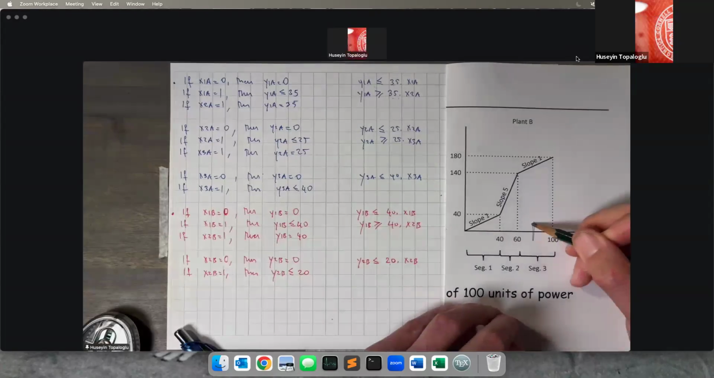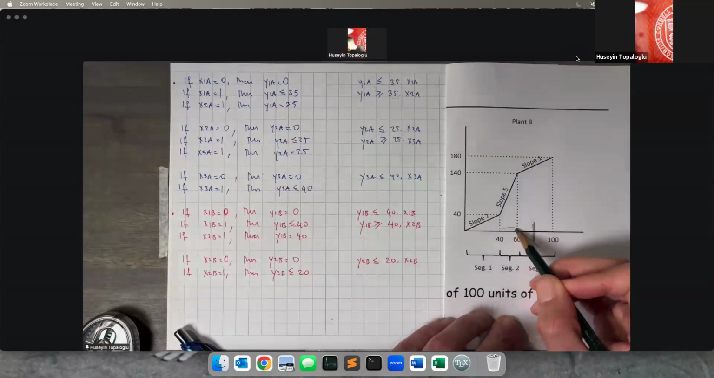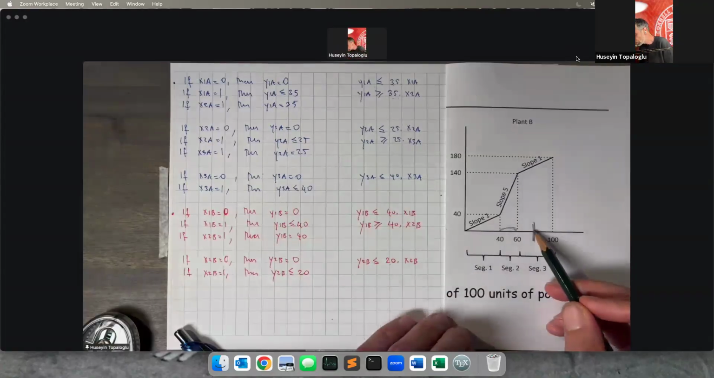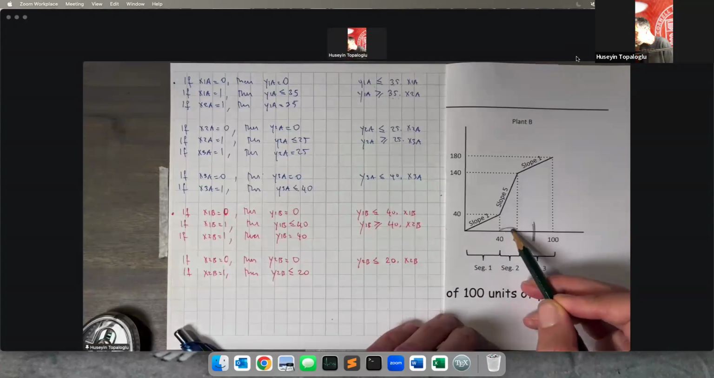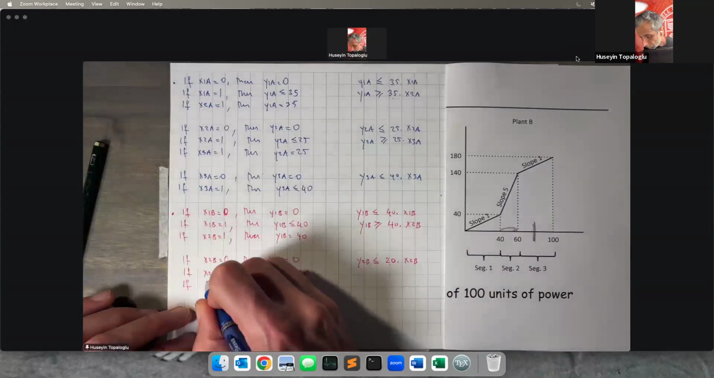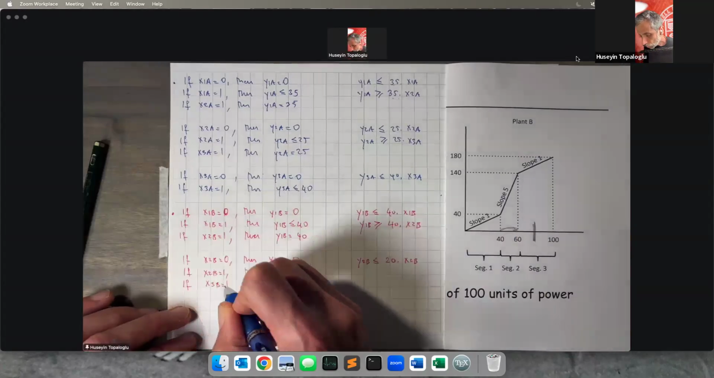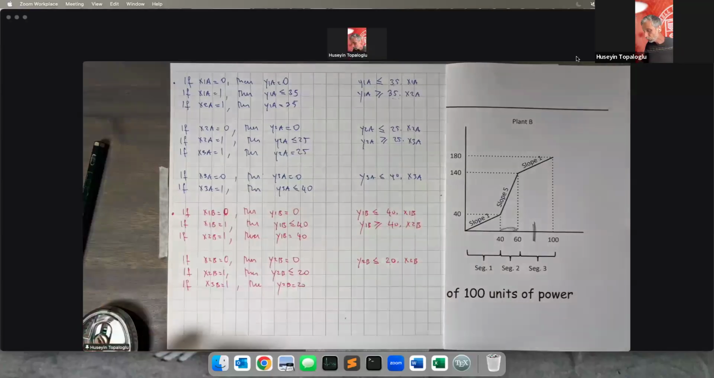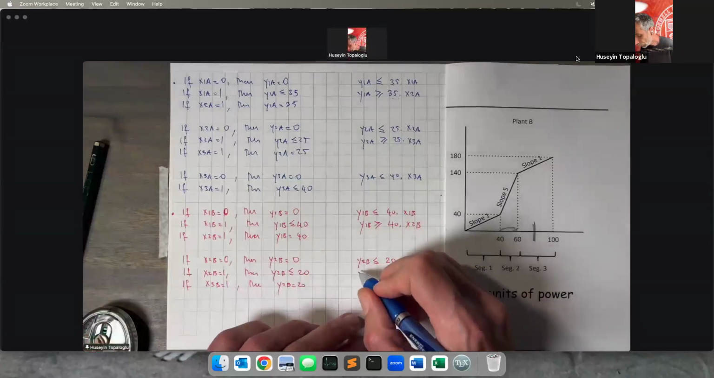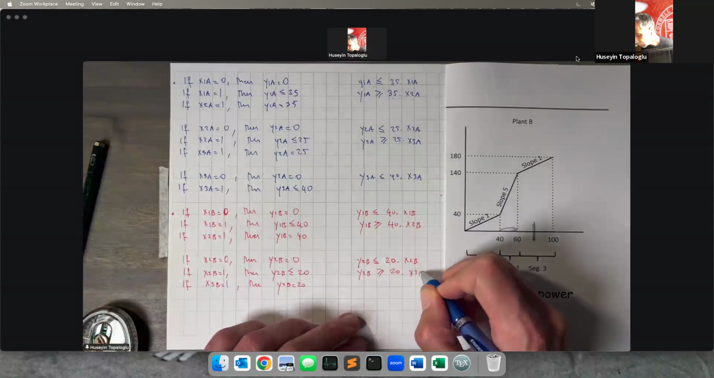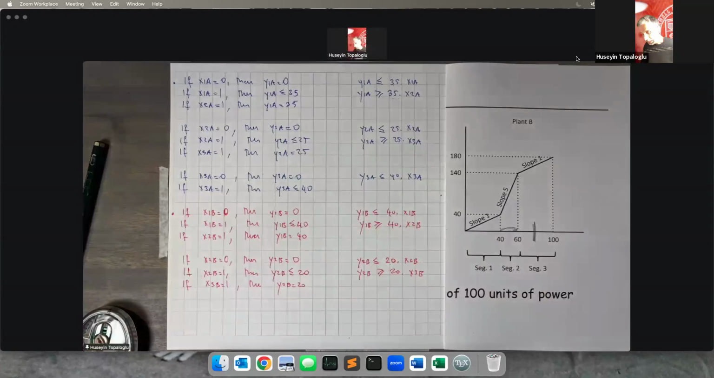If we're utilizing the third segment in plant B, then the second segment in plant B has to be utilized in full. I cannot start utilizing the third segment before I consume the second segment in full. If x3b is equal to 1, then y2b has to be exactly equal to 20. So we're going to write a constraint that says y2b is greater than or equal to 20 times x3b. Now let's take care of the third segment in plant B.